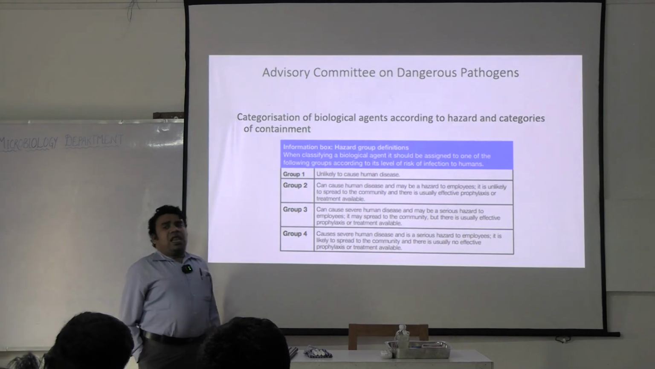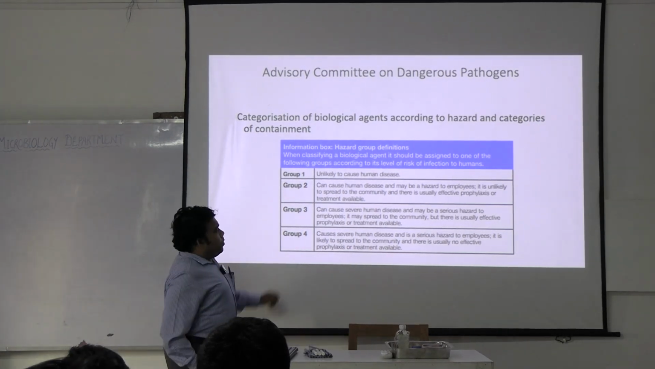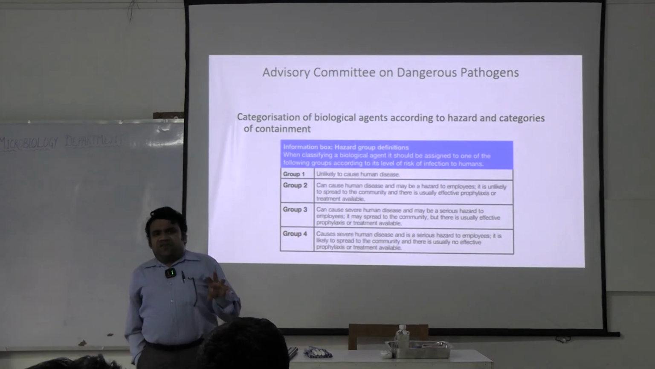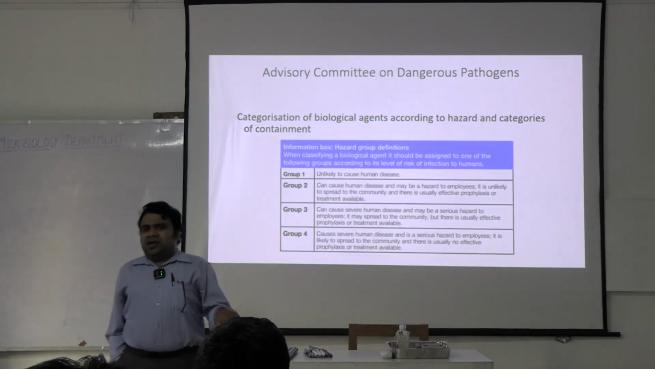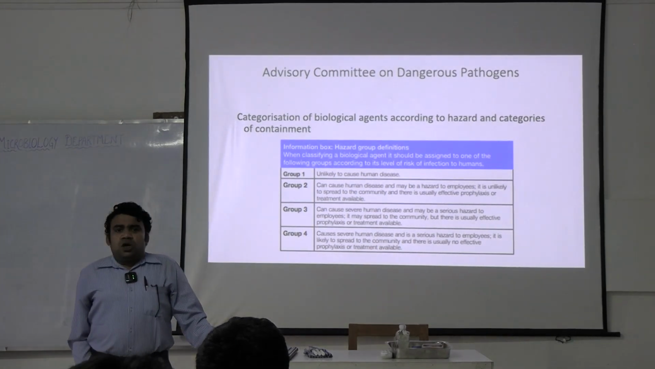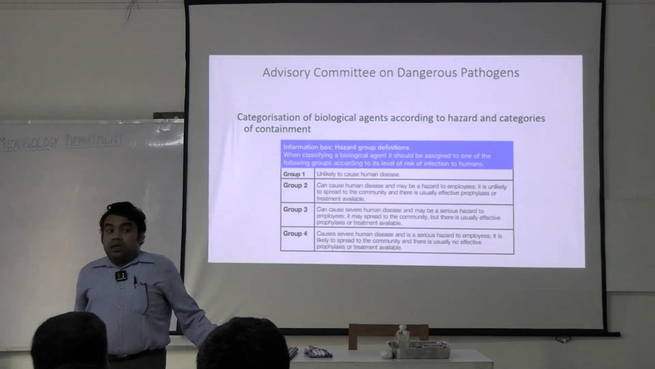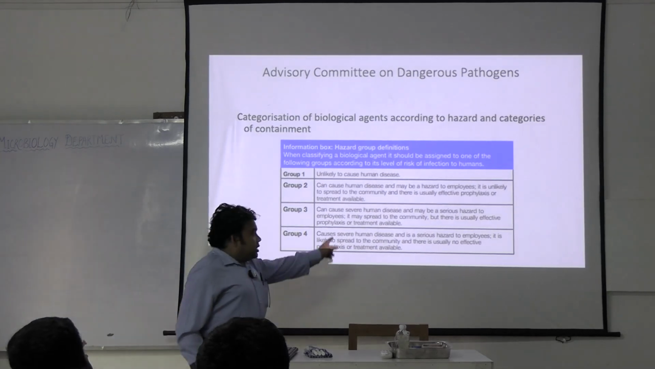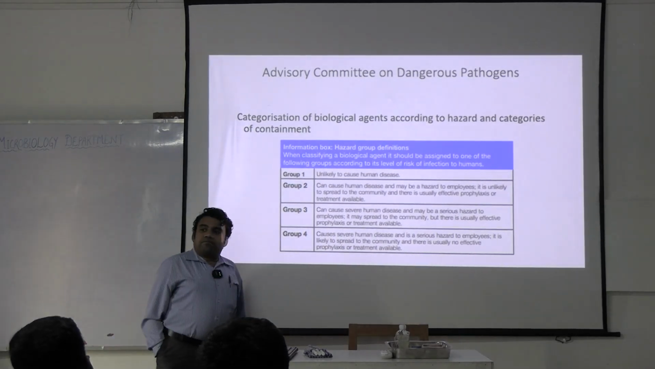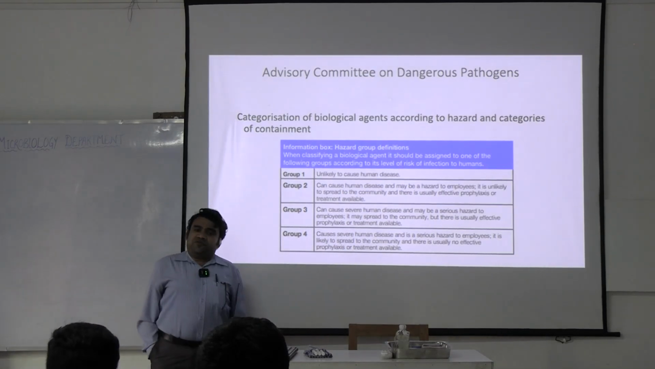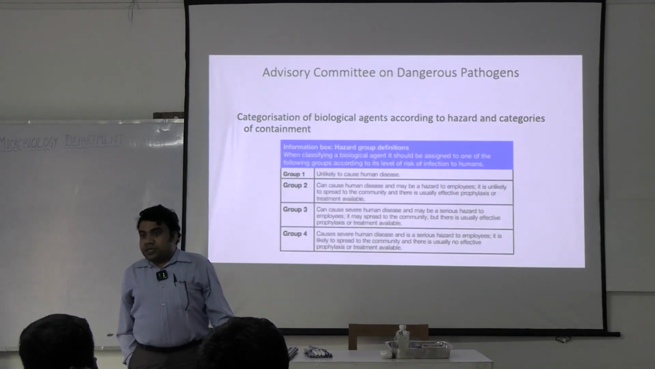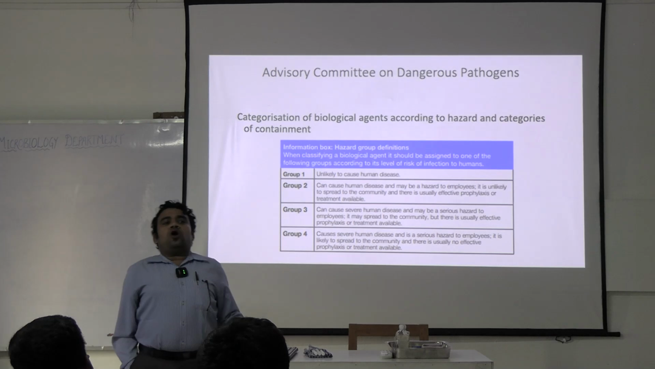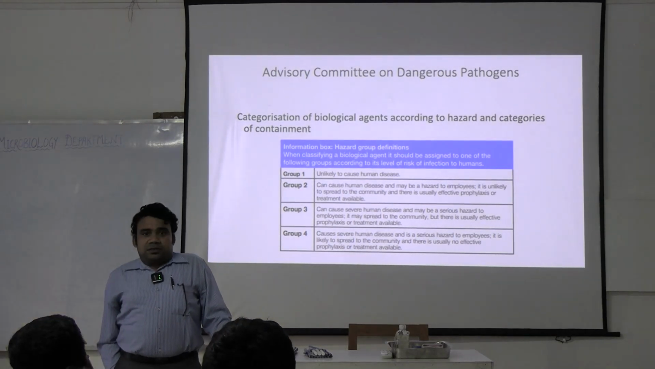The first group is unlikely to cause human disease. The second group are all biological agents which cause human disease, may be a hazard, but there is an effective prophylaxis or treatment. We know the organism. We have some antimicrobial agents which can be used to treat and control. The third group is which cause severe disease. Furthermore, it has a high propensity to spread into the community. But still there is an effective treatment or prophylaxis available. And finally, group 4 includes those which cause severe disease, can spread to the community, and we do not have an effective treatment or prophylaxis. Okay.